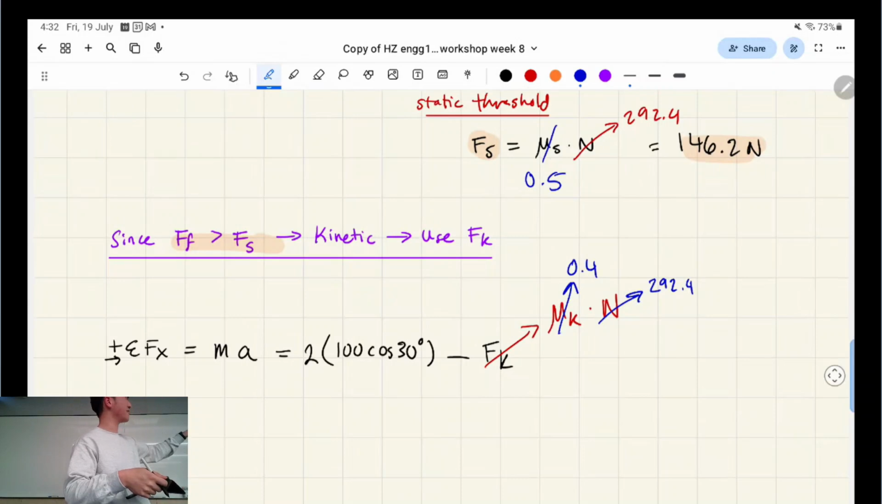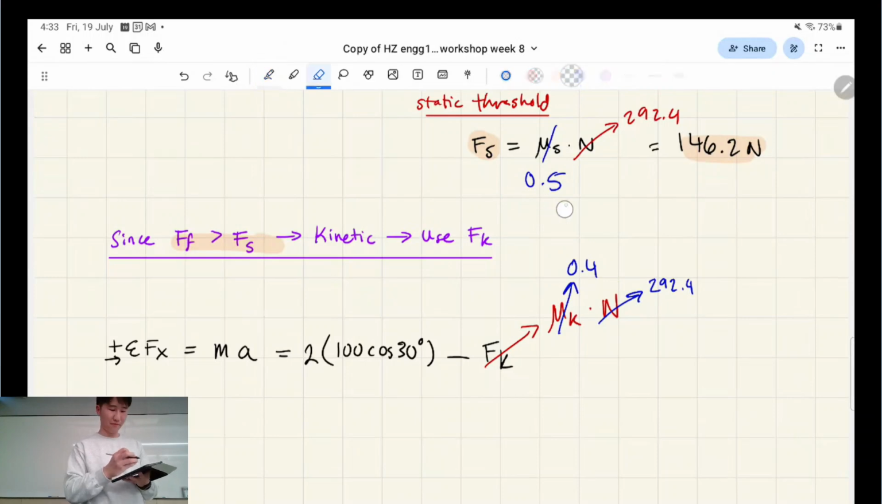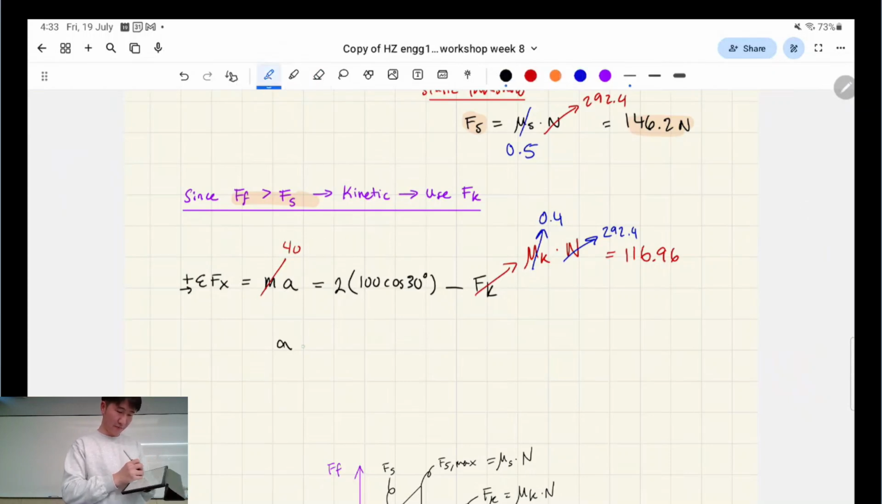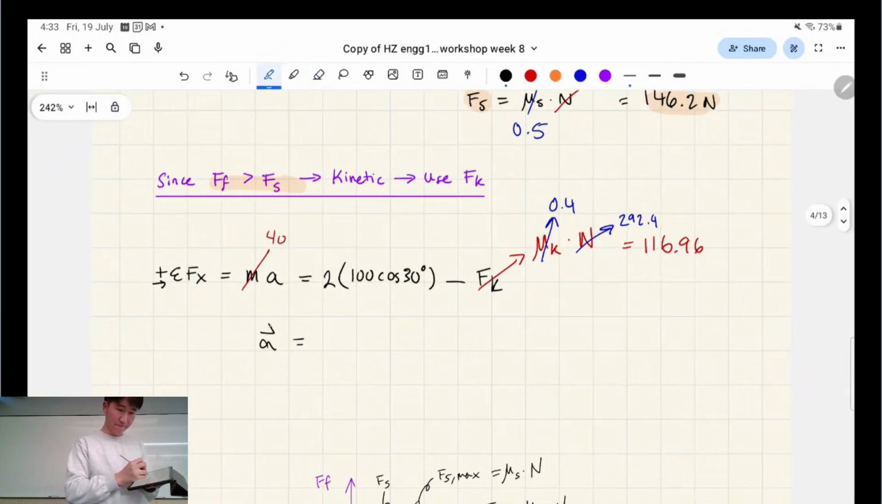Our kinetic friction constant is usually going to be less than our static one, but it has to be at most equal to it. So if this one's 0.5, this one can be 0.4, but the max number you're going to find is 0.5. That whole thing is equal to 116.96, and we know the mass of the box is 40. So we can divide the right-hand side by 40, and our acceleration of the box is 1.406 meters per second squared.